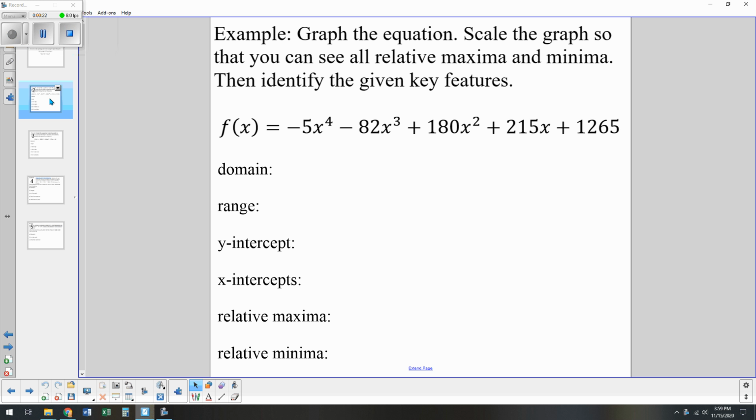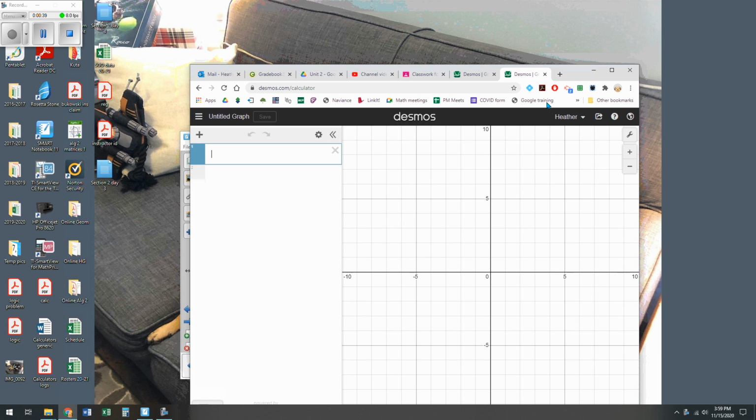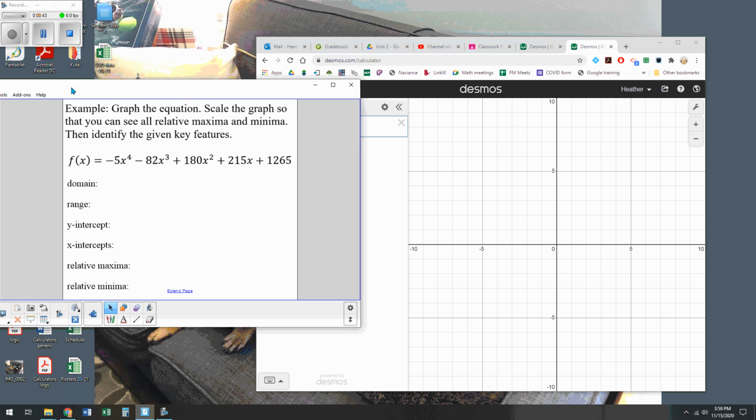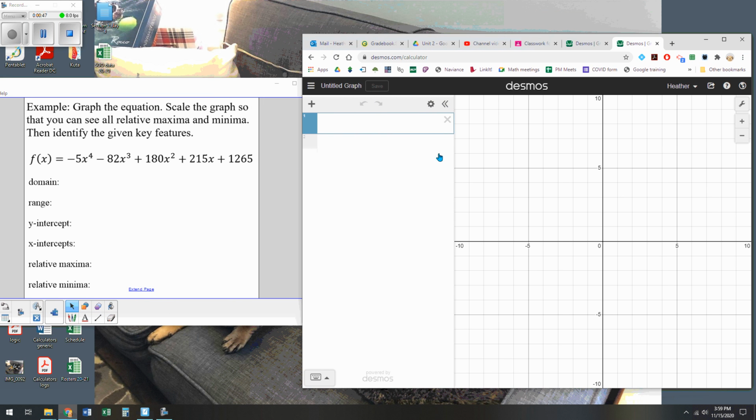So the first thing we're going to do is graph this equation. We're going to scale the graph so that we can see all of the relative maxima and minima, and then we'll identify the key features that are asked for. So we have our function here. I'll minimize this so we can see both. Okay, so we're going to want to graph this entire equation. So we're going to type that in.